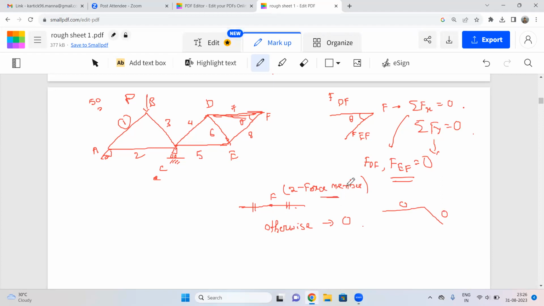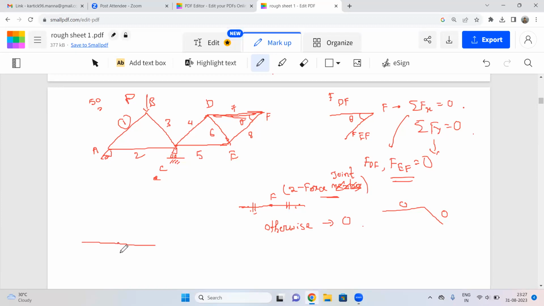So for a two force joint, if these two things are parallel, then these two values will be same. And if they are not parallel, then both the values will be 0. Okay.